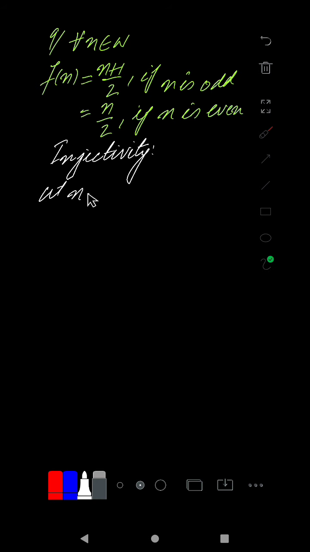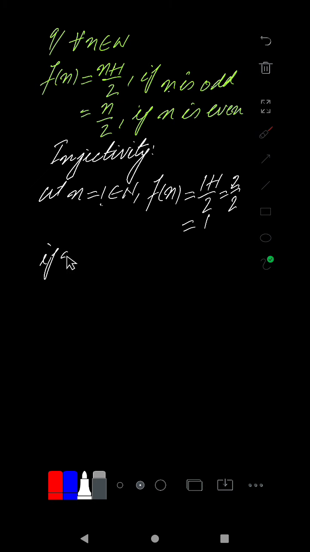Let n is equal to 1, which belongs to the set of natural numbers, and since 1 is odd, so when n is odd, f(n) is equal to (n plus 1) upon 2. This condition is applied. We have to substitute n is equal to 1 in the first condition to find f(n). So the value of f(n) is equal to (1 plus 1) upon 2, that is equal to 1.